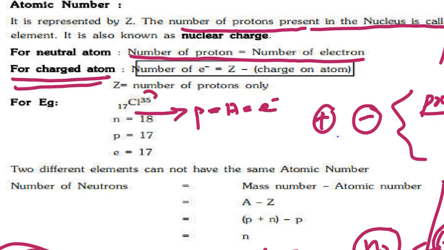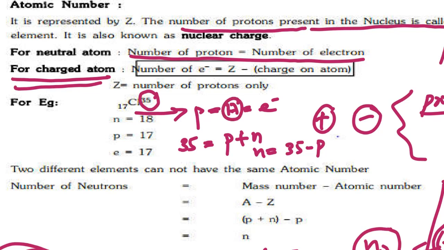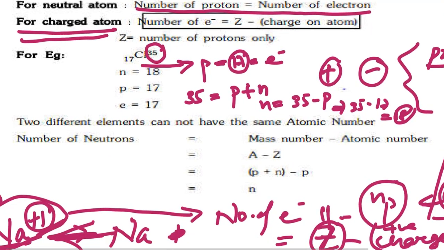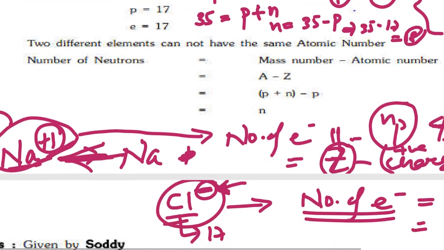You know the mass number 35 is a mixture of the number of protons plus neutrons. So if you want the neutrons, what will you do? You will do 35 minus protons. How many protons are there here? 17. How do we know? From the atomic number. So 35 minus 17 will give you 18, isn't it? So this will give you the total number of neutrons. In this way we can calculate the number of neutrons, protons and electrons. Okay, let's go further.